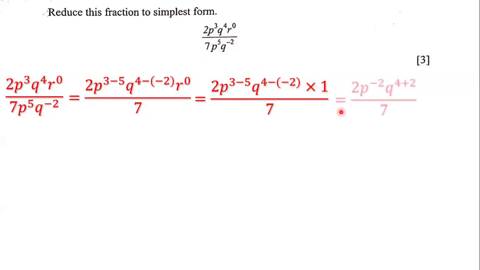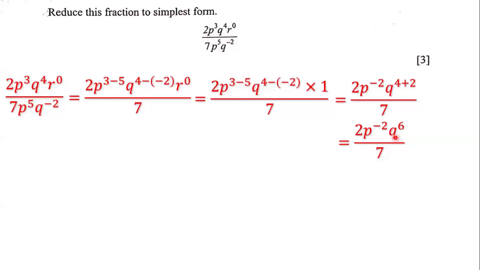Now, what we're going to do is we say, okay, well, what is 3 minus 5? Well, 3 minus 5 is definitely -2. So we have p to the power of -2, because 3 minus 5 is -2. Then we have a negative times a negative, and a negative times a negative is a positive. And so we have q to the power of 4 plus 2, and 4 plus 2 is definitely 6. So we have q to the power of 6, p to the power of -2, and we have to multiply by 2 all over 7.